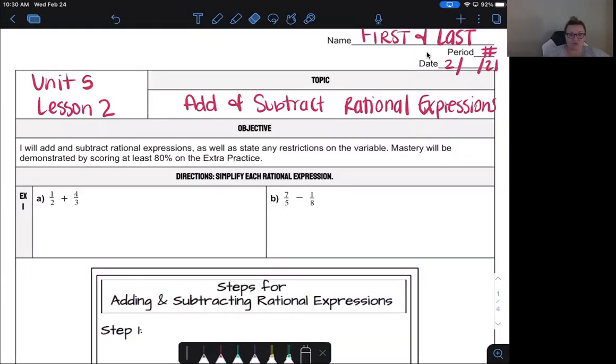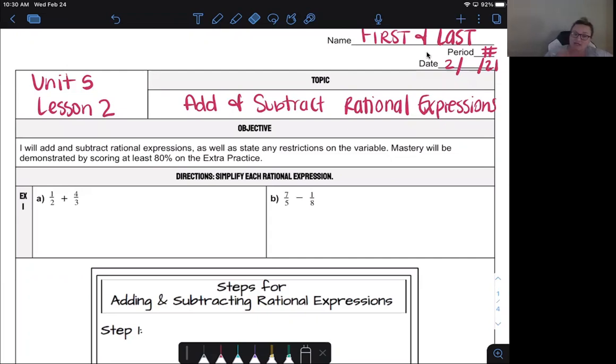Today we're going to be doing Unit 5, Lesson 2. Our topic is adding and subtracting rational expressions. And don't forget to put your first and last name, the period, and the date in the upper right-hand corner of your paper. Your objective today is: I will add and subtract rational expressions as well as state any restrictions on the variable. Mastery will be demonstrated by scoring at least an 80% on the extra practice.